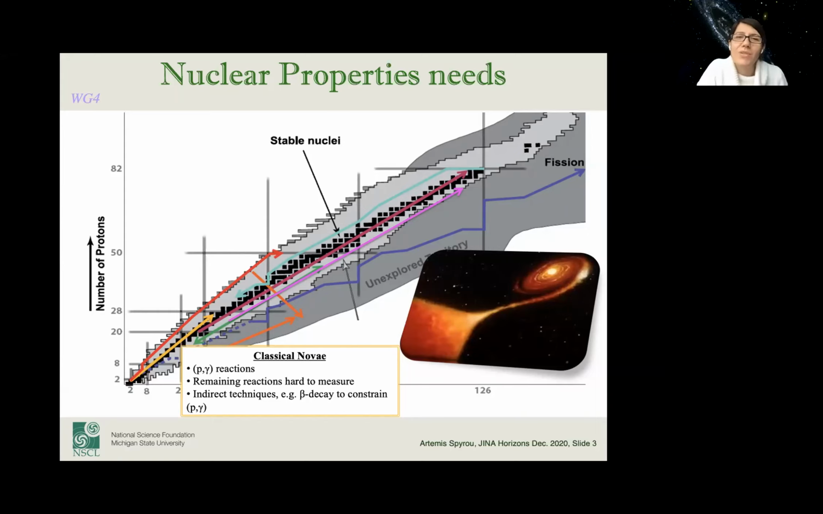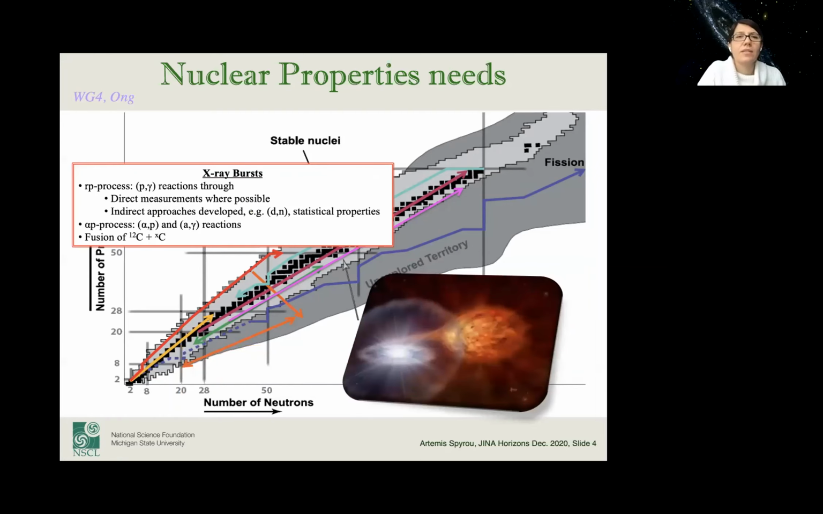And this is one thing I want to highlight again throughout the talk, is that sometimes it's just hard, or impossible, to measure the particular thing we're interested in. And this is where indirect techniques come into play. And so for this particular case, for example, we have beta decay experiments to constrain p-gamma reactions, or it could be transfer reactions instead of measuring the direct p-gamma. And this is again true for many different things. And that was part of working group 4.